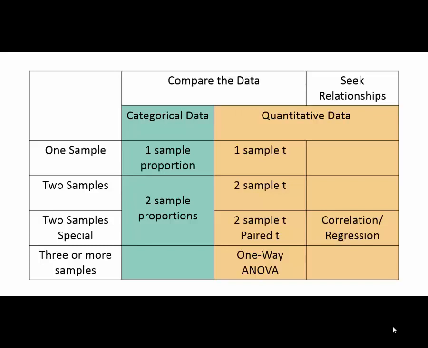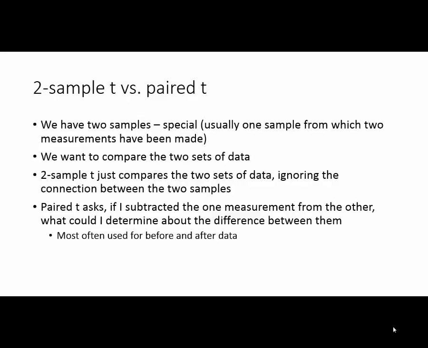When we're looking for that relationship, for a trend between two sets of data, that's called correlation and regression. We're not dealing with means at all, but how the two data values that correspond to the natural pairing line up. But you'll notice there's still one block that has two different tests you might be using. Let's talk about a two-sample t versus a paired t-test.